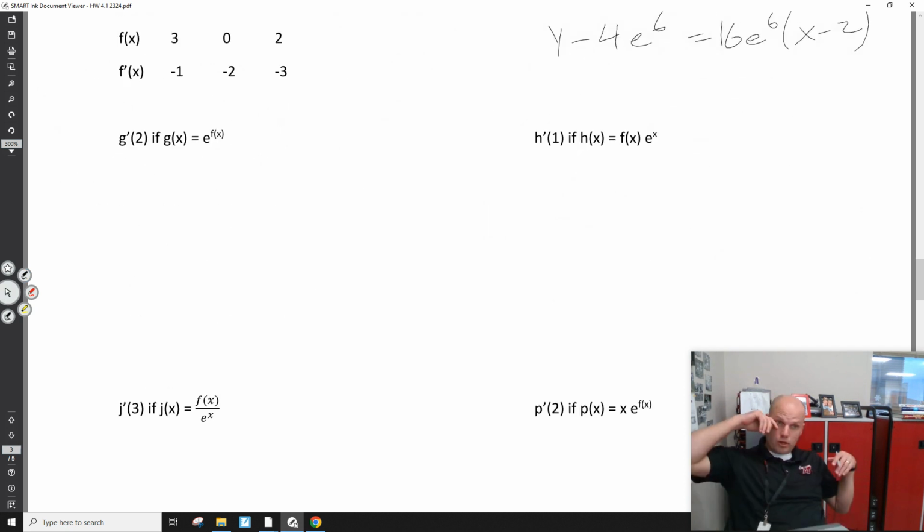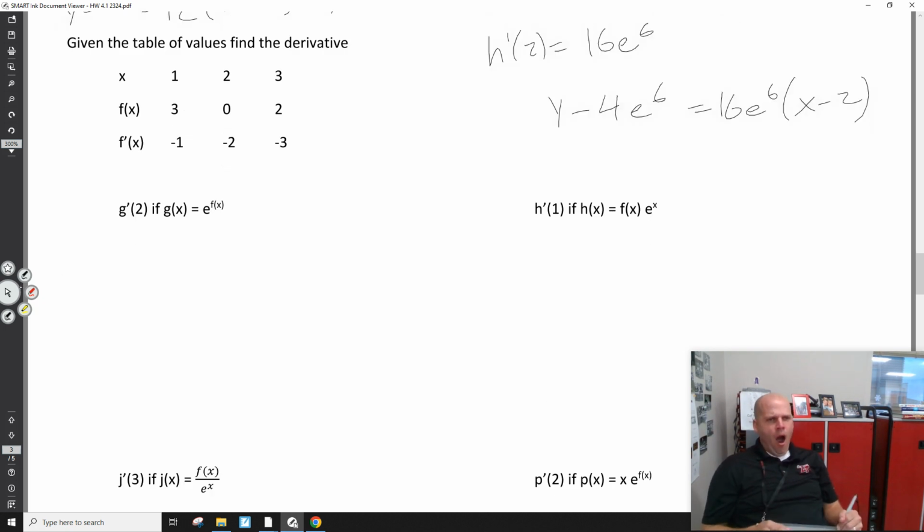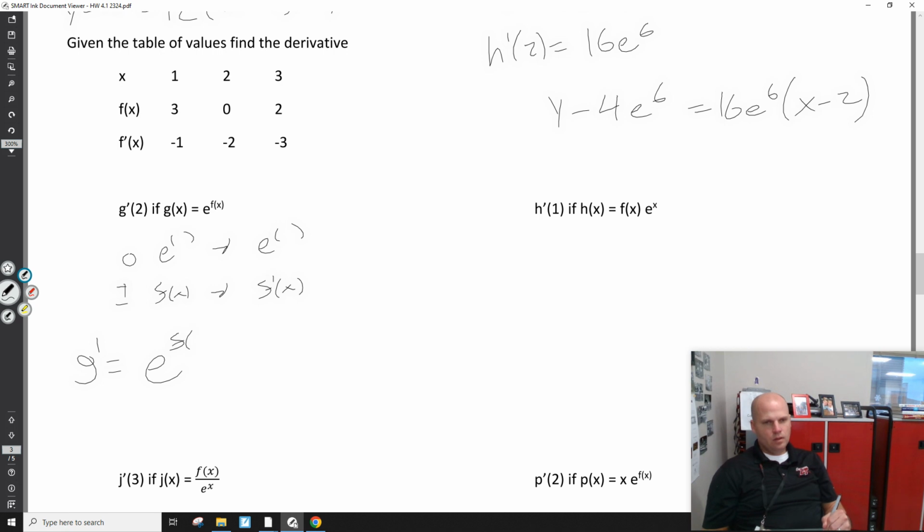Cool. More Unit 2 table problems. What if we have notation with f's or g's or something like that? And I want you to take the derivative and we're trying to find the value. Well, the exponent of e is not just x. Here, the exponent of e is f of x. The derivative of f of x is f prime of x. The derivative of e to the power is e to the power. The derivative of e to the f is e to the f times f prime.